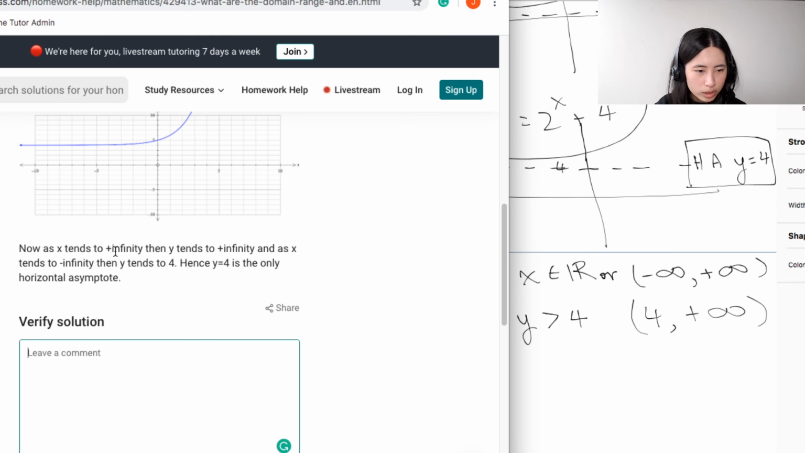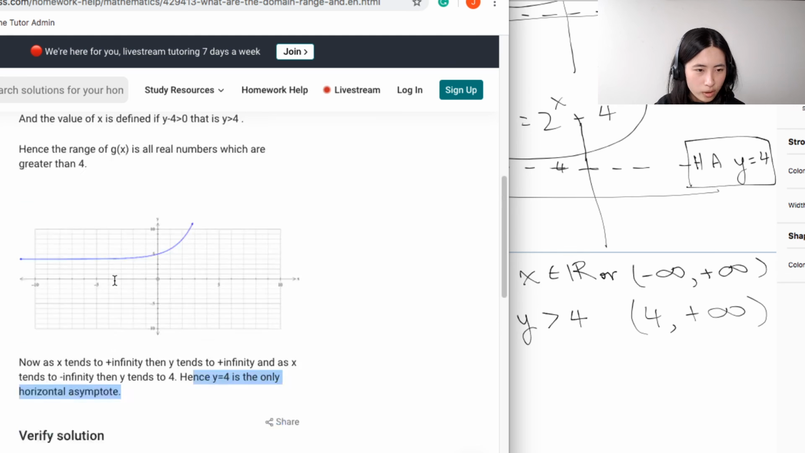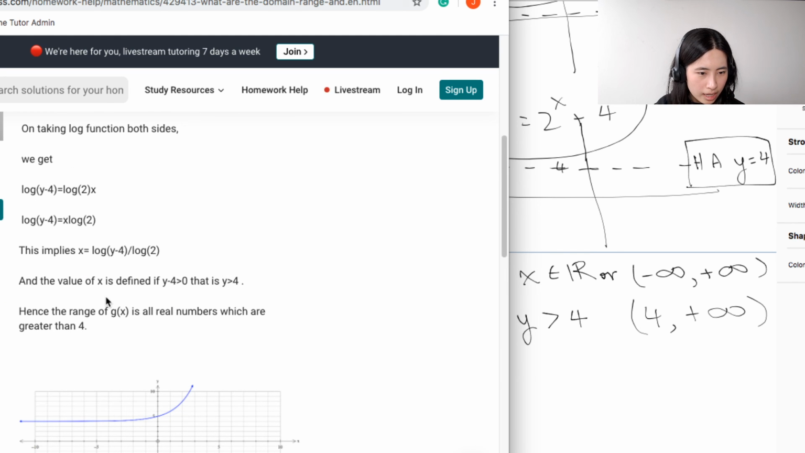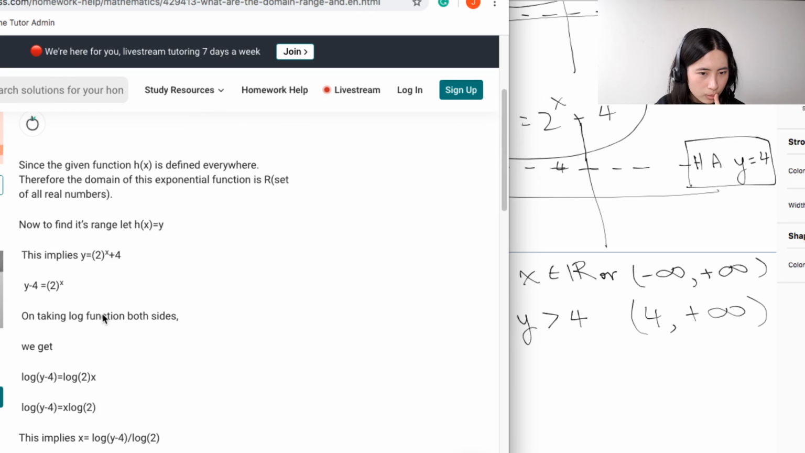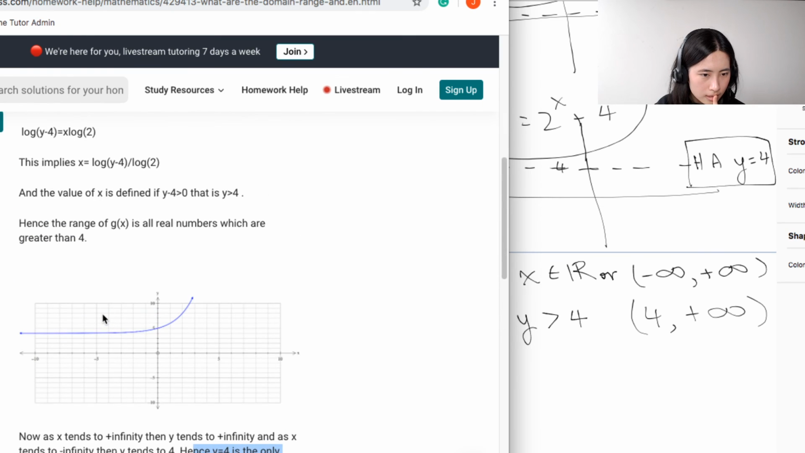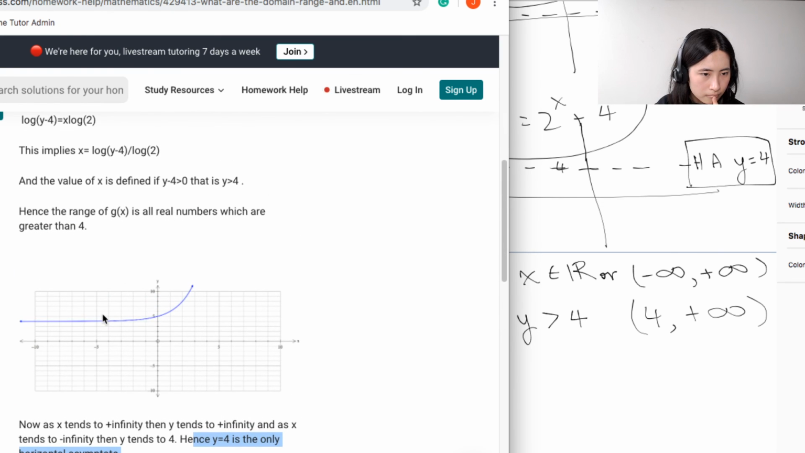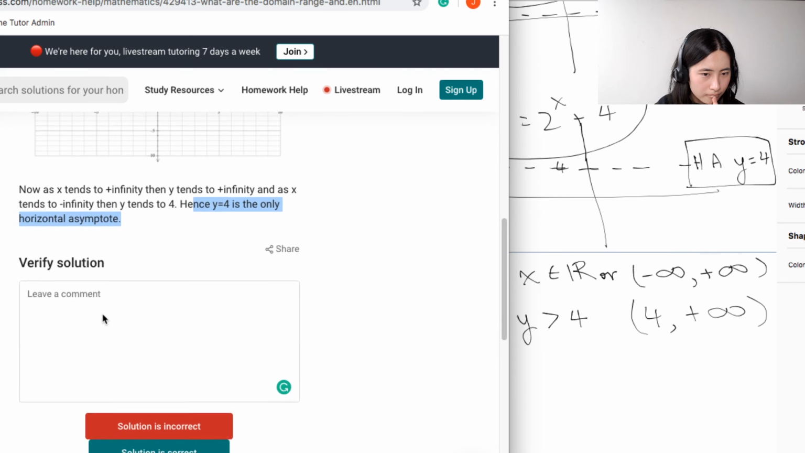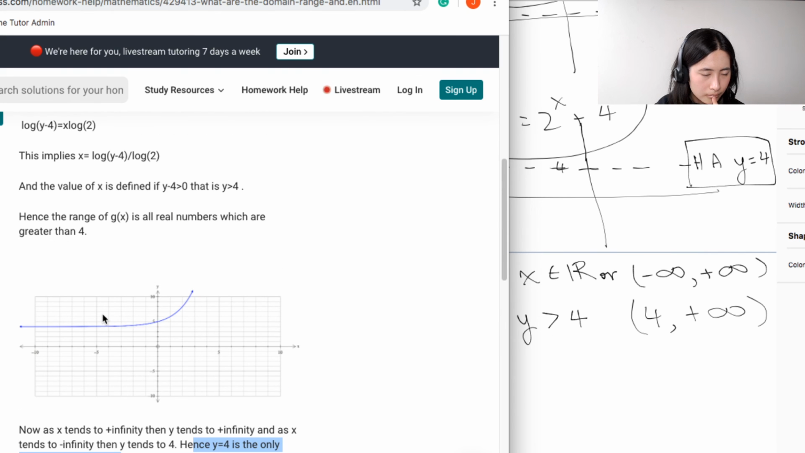Okay, but let's see what they wrote. So in terms of domain, as x tends to positive infinity, then y tends to positive infinity, and y is equal to 4 is the only horizontal asymptote. Domain, they didn't really say what the domain is. Okay, so the range they're saying is all real numbers which are greater than 4.